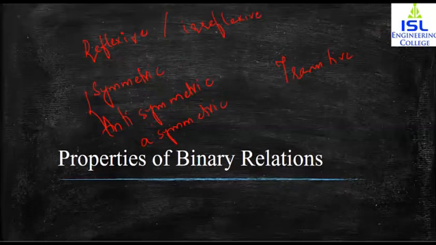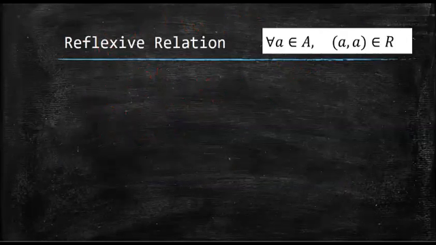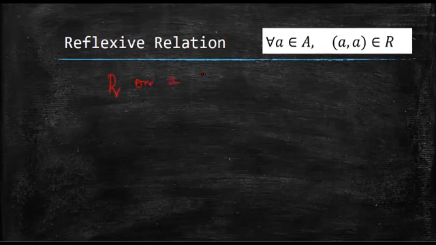Let's see the first one, which is the reflexive relation. A reflexive relation is basically defined in this way: for any element a which belongs to the set A, if (a, a) belongs to R, then it is known as reflexive. So let's see the definition. A relation R on a set A is called a reflexive relation if for every element a which belongs to set A, (a, a) belongs to R.